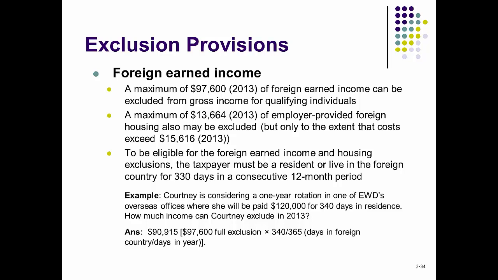Well, in 2013, the full exclusion is $97,600, but she will be paid only for 340 days. So 340 days in the country divided by the 365 days in a year, she can exclude up to $90,915 for her foreign earned income.